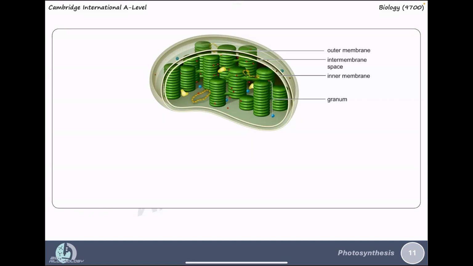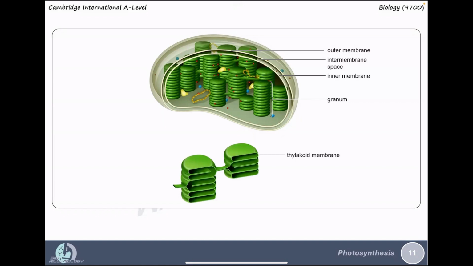So a stack of thylakoids forms a granum. Let us zoom into the structure of a granum, where you can see that it's formed by the thylakoid membrane, and the space is known as the thylakoid space. So thylakoid membrane and thylakoid space form the thylakoid. There is a region known as a lamella. Lamella is the unstacked thylakoids that connect grana together, forming the interconnecting system.